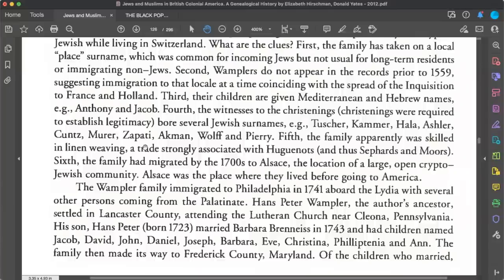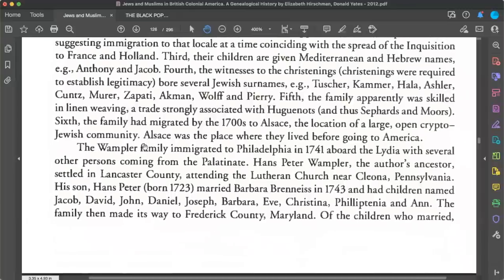A light-skinned person today would be considered a white person. But she descends from what? Sephards and Moors. Sixth, the family had migrated by the 1700s to Alsace, the location of large open crypto-Jewish communities. Alsace was the place where they lived before going to America. The Wampler family immigrated to Philadelphia in 1741 aboard the Lydia with several other persons coming from the Palatinate.